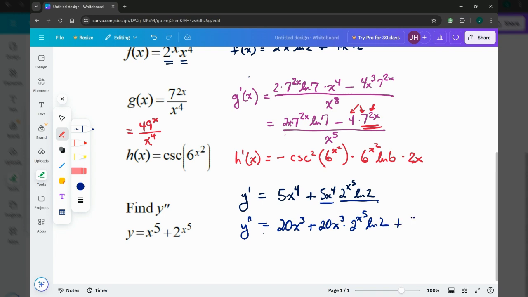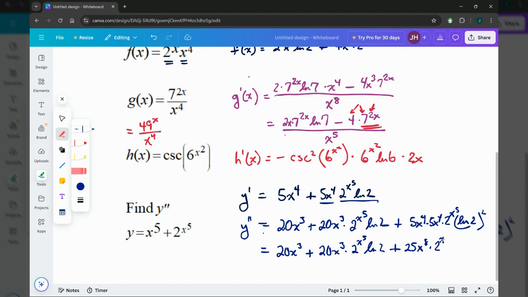Product rule is plus, we'd put 5x to the fourth. I'd have to multiply by 2 to the x to the fifth, and I'd have to multiply by another natural log of 2. Not to mention, I'd have to multiply by another 5x to the fourth, the derivative of the exponent. This is ugly. So I get 20x cubed plus 20x cubed times 2 to the x to the fifth, natural log of 2. And then for the last term here, I'm going to get 25x to the eighth times 2 to the x to the fifth, and then the natural log squared of 2.